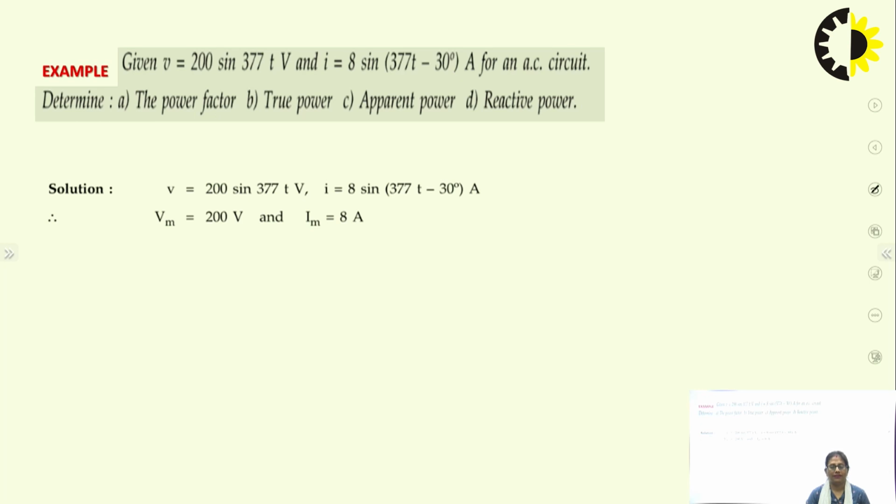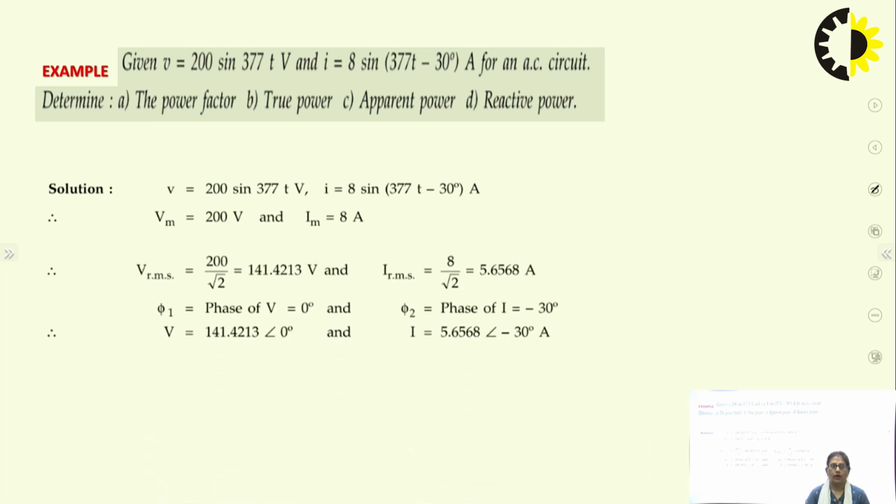So, I have the maximum values of voltage and current, that is 200 volts and 8 amperes. Once again, we know the relationship between the RMS value and the maximum value: maximum by root 2 will give me the RMS. So, the RMS value of the voltage is 141.42, the RMS value of the current would be 5.656. What is the phase of the voltage? The voltage is 200 sin 377t, so the phase of the voltage is just 0.